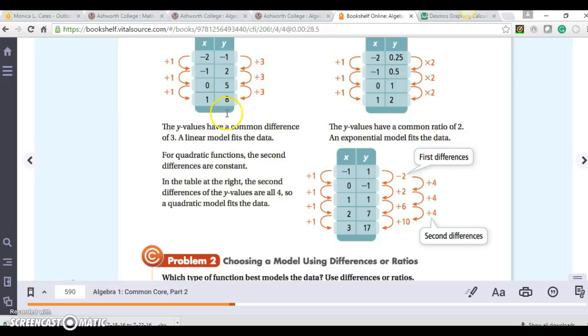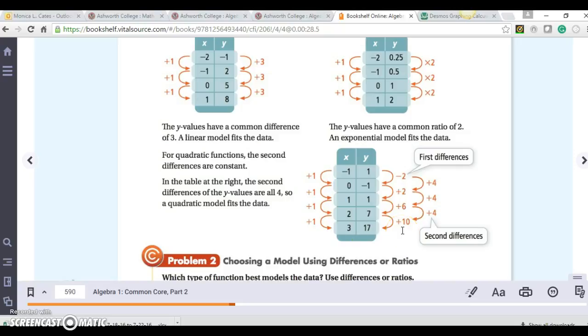It's an exponential model. For a quadratic function, the second differences are constant. So here we can see the difference between 1 and -1 is -2. From -1 to 1 is +2. From 1 to 7 is 6. And 7 to 17 is 10.